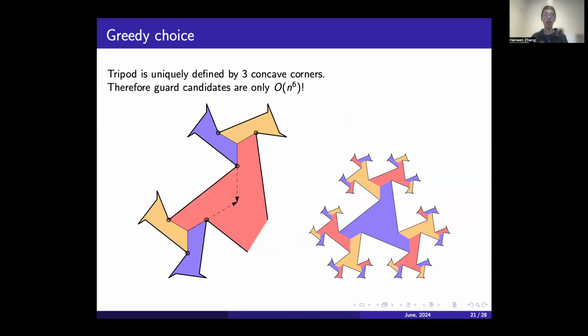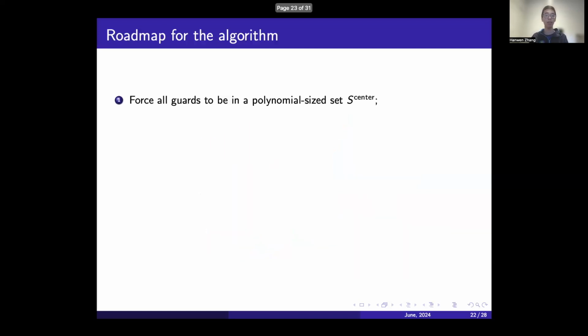Since a place for a tripod to exist can be determined by the 3 concave corners involved, after applying the greedy choice, the number of tripods in consideration is reduced to a polynomial. Then the space for guards in consideration is also reduced to a polynomial. Now we are going to show our dynamic programming algorithm. From previous steps, we force all the guards to be in a polynomial-sized set. And using similar techniques, we can also force all the Steiner points to be in a polynomial-sized set.